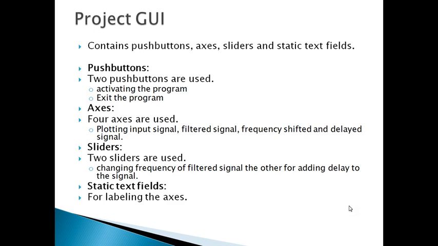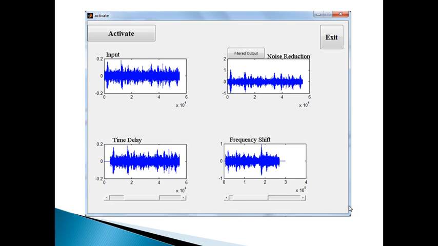Sliders are used for sliding back and forth between a minimum and maximum value. 2 sliders are used, one for changing frequency of the filtered signal and the other one for adding delay to the signal. Static text fields are used for text stuck on the screen that cannot be edited. Here the text fields are used for labeling the axis. This is the result of simulation.